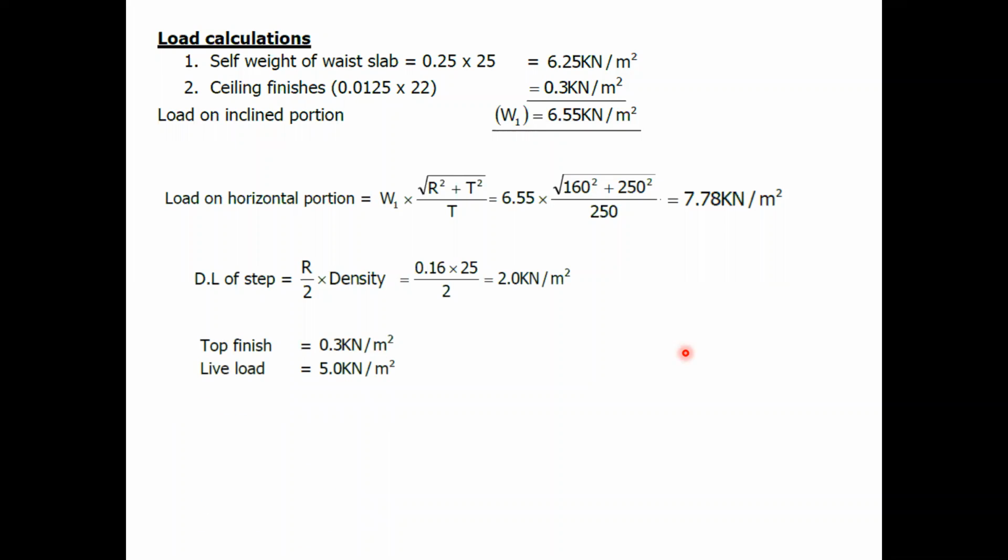Okay, next, take down top finish. Top finish is equal to 0.3 kilonewton per meter square. It is not given, you have to assume. Next, live load will be given in the question. As you can see, the live load is 5 kilonewton per meter square.